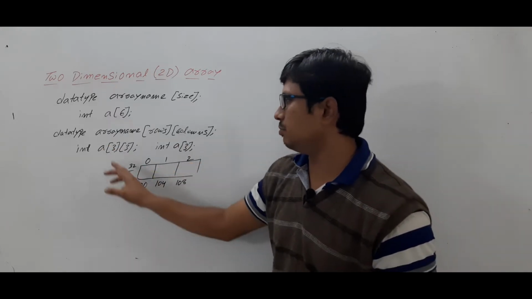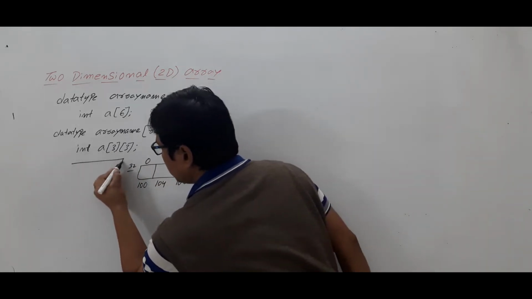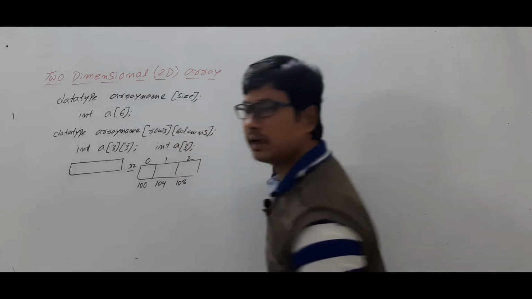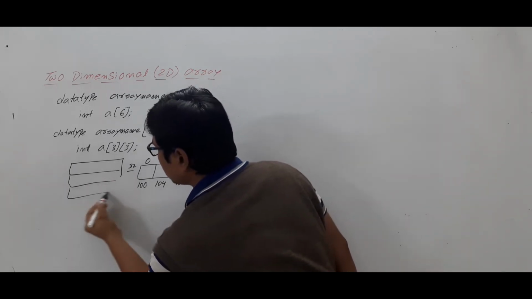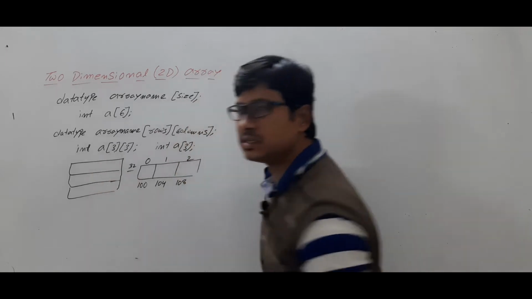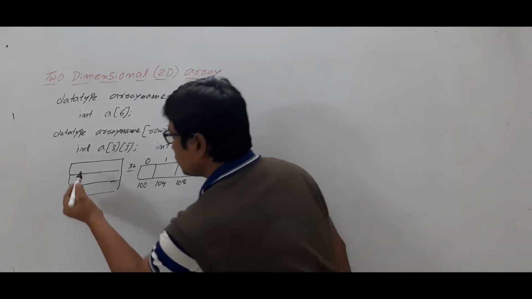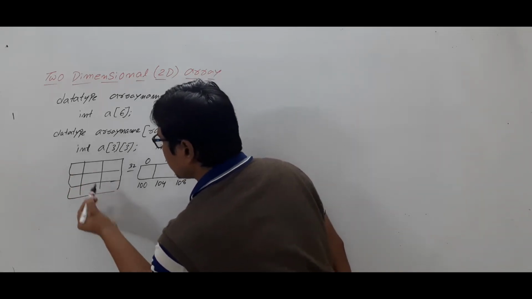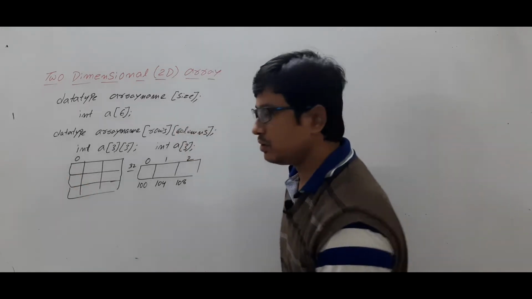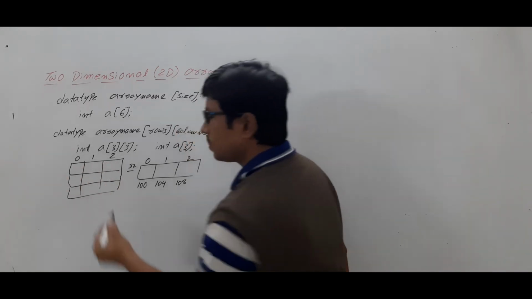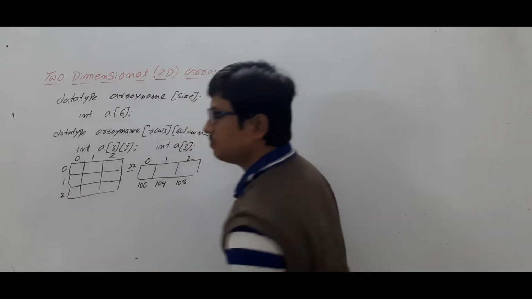Let's take this example. You will have one row, a second row and a third row, because you have specified the number of rows as 3 and the number of columns as 3. So you will represent it like this. The column index will start from 0, 1, 2. The row index will start from 0, 1, 2.